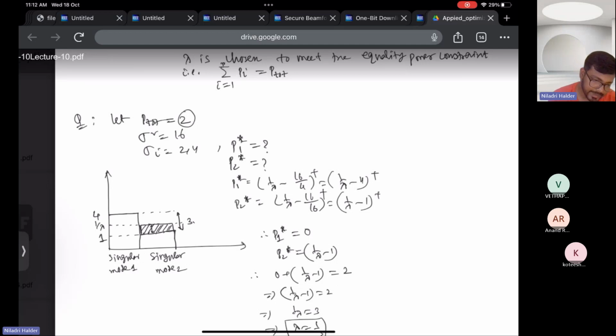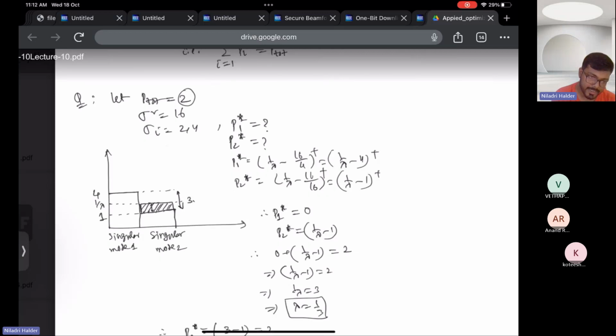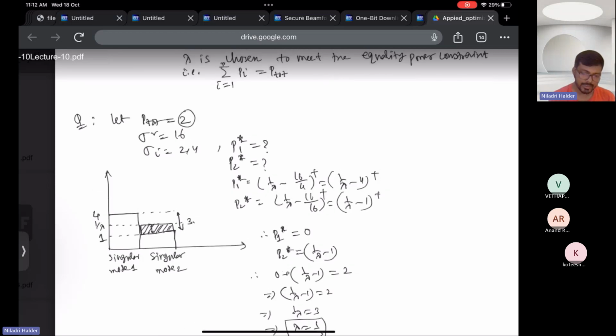The optimal powers are 1 by lambda minus sigma square by sigma 1 square. That means sigma square is 16 divided by 4, so P1 star is coming out as (1 by lambda minus 4) plus, and P2 star is equal to (1 by lambda minus 1) plus.